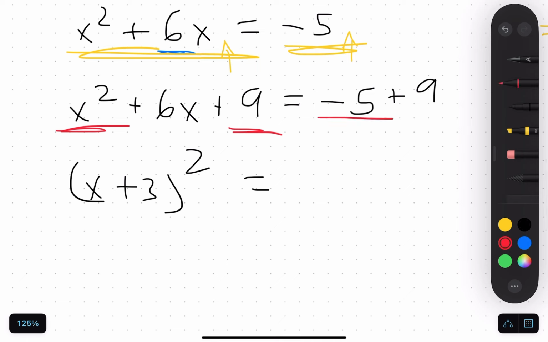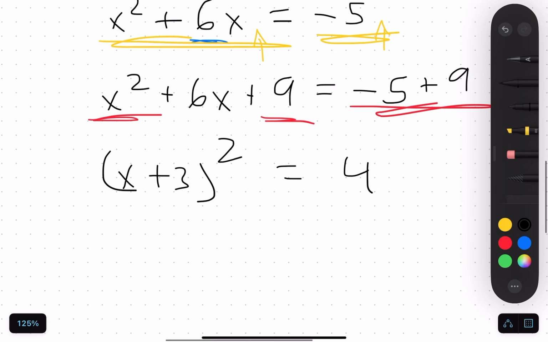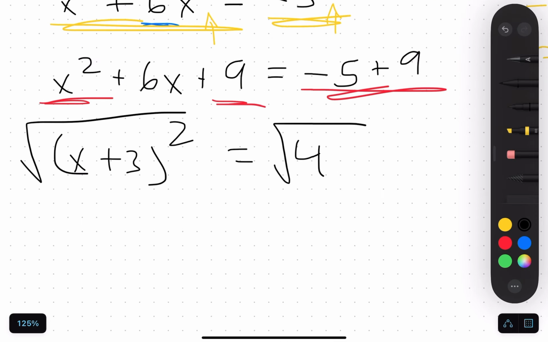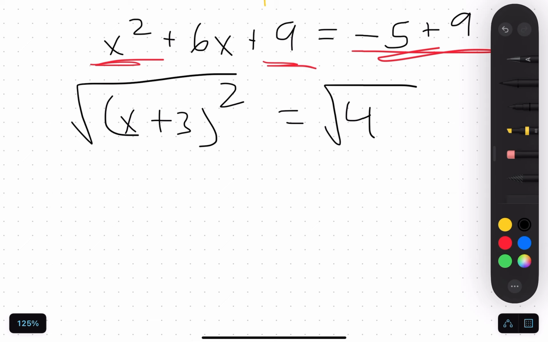Now we just have to do the other side. The other side is -5 plus 9. I think the answer here is pretty obvious. That's 4. And then we simply take the square root of both sides. That's what you're supposed to do when solving a quadratic equation. Then we have x plus 3, because the square cancels with the square root. And what is the square root of 4? The square root of 4 is 2.